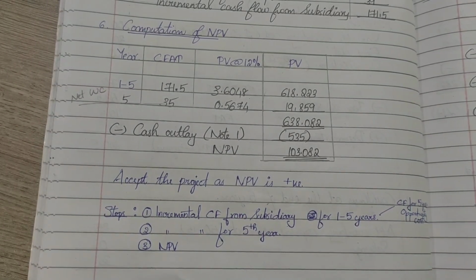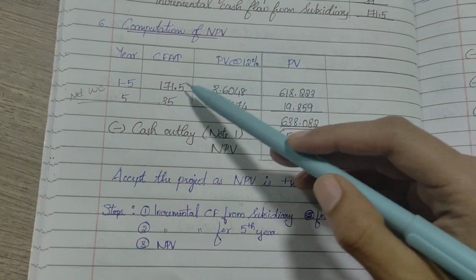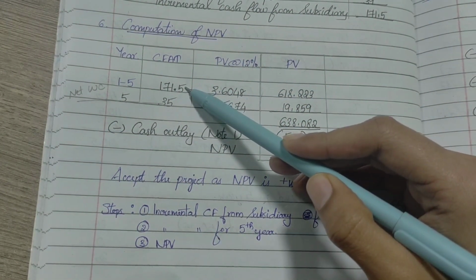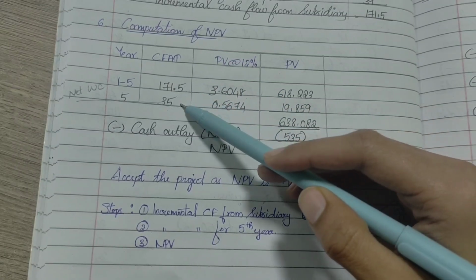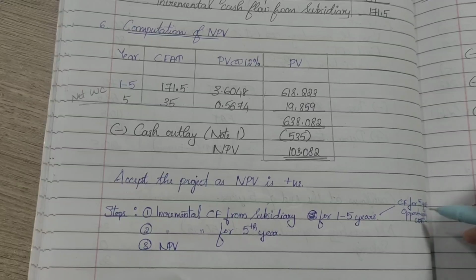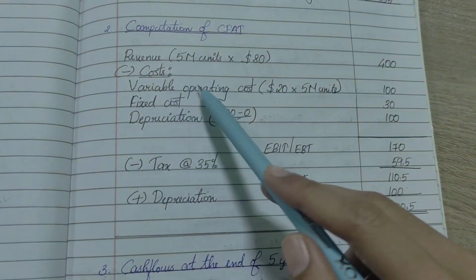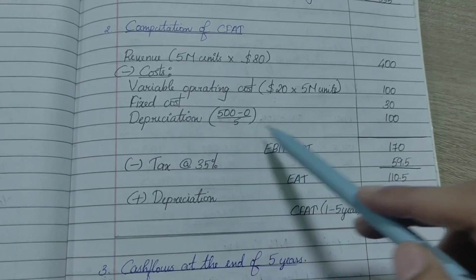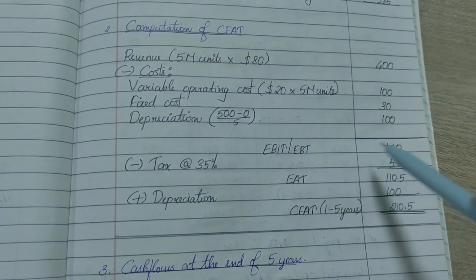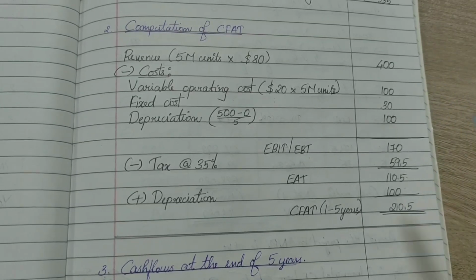So in this question, what did we do first? To compute the NPV, we need the incremental cash flow for 1 to 5 years and the cash flow for the 5th year. So the incremental cash flow is the cash flow for 1 to 5 years minus the opportunity cost. Cash flow for 1 to 5 years is revenue minus operating cost minus fixed cost minus depreciation. You will get the earnings before tax, and we have to deduct tax. You get the earnings after tax. Since depreciation is a non-cash item, we have to add back the depreciation to arrive at the cash flow after tax.